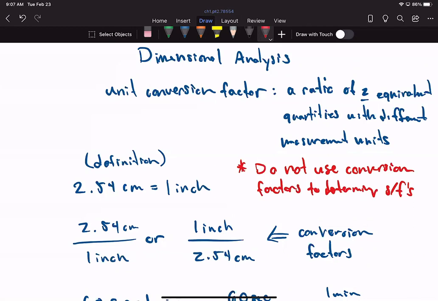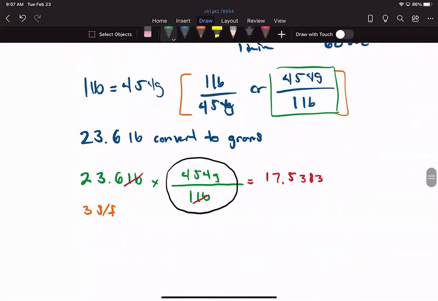There is exactly 1,000 milliliters in 1 liter, right? There's not about 1,000, exactly 1,000. Exactly 1,000 milliliters is a liter, right? So we don't use conversion factors in order to determine significant figures.